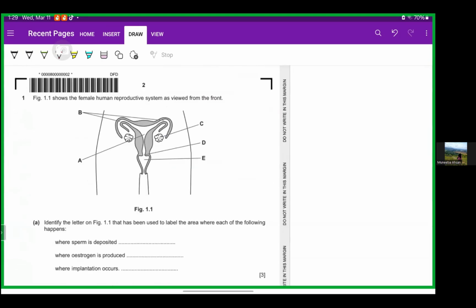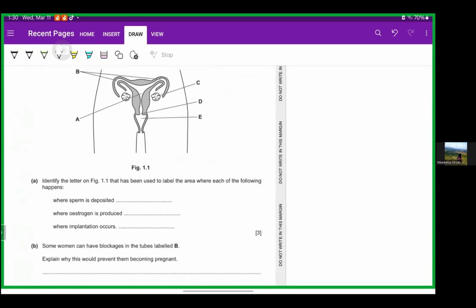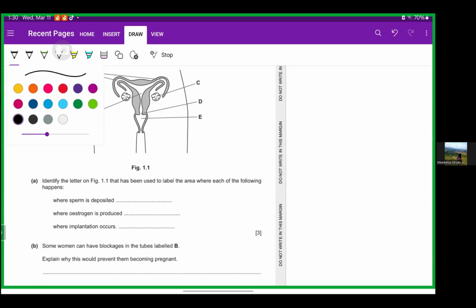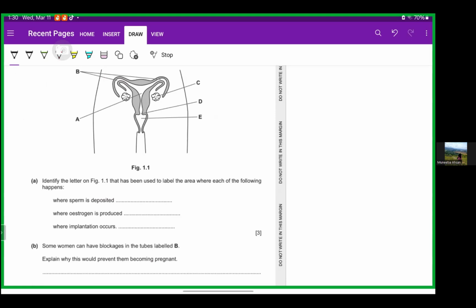Okay, so the first question asks that figure 1.1 shows the female human reproductive system as viewed from the front. In part A, you need to identify the letter on figure 1.1 that has been used to label the area where each of the following happens. So the first thing they asked is where sperm is deposited. You know that sperm enters through the vagina and enters the cervix. Hence, the correct position for the deposition of the sperm is this region, which is marked as E.